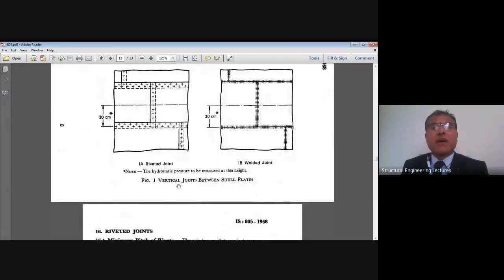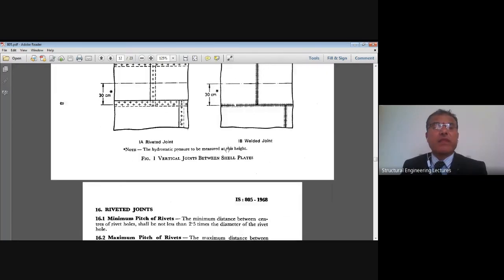And now we'll see how the vertical joints between the shells and the plates should be done. That is how riveted connections are made. For horizontal joints, we may use 2 rows of rivets, and for vertical joints, we may use 1 row. That is all. On the other hand, even the weld: continuous welding is shown between the plates horizontally as well as vertically for those joints.